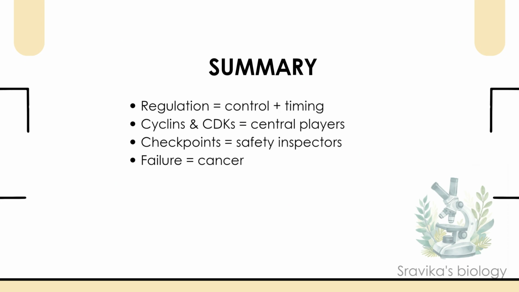Let's quickly summarize. Cell cycle regulation is all about control and perfect timing. The main regulators, cyclins and CDKs, act like the control switches of the entire process. Checkpoints are our safety inspectors, making sure everything happens accurately. And if any checkpoint fails, the result can be disastrous, leading to uncontrolled cell division and cancer. So understanding these regulators isn't just exam smart, it's the key to understanding how life maintains its balance.